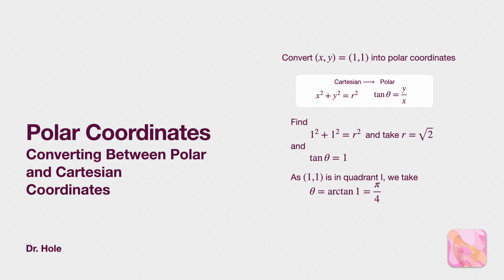Nice. So in rectangular coordinates, the first coordinate is x, the second is y. In polar coordinates, the first coordinate is r, and then the second coordinate is theta. So it's r theta, r theta. Thus, rectangular 1 comma 1 in polar coordinates is rad 2 comma pi over 4, r theta.